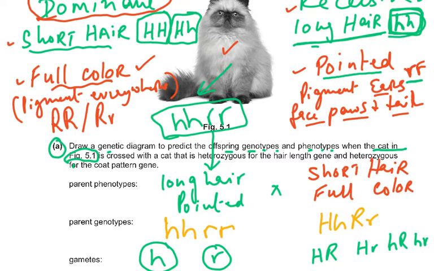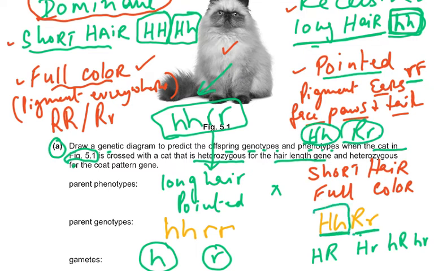So HH, long hair and pointed, is small h, and RR is crossed with a cat that is heterozygous for the hair length. So heterozygous for the hair length and heterozygous for the coat pattern. So heterozygous for the hair length would be big H, small h, and heterozygous for the coat pattern will be big R, small r. Now these letters are given in the question, so please use those letters. Do not add any letters from your own side. So this is big H, small h, and big R, small r.